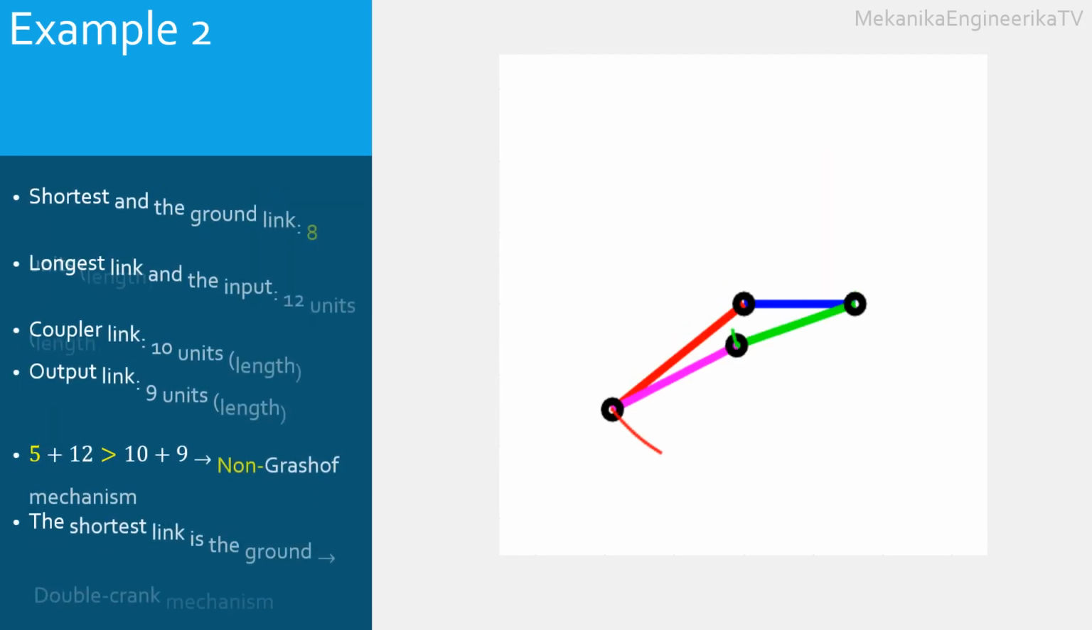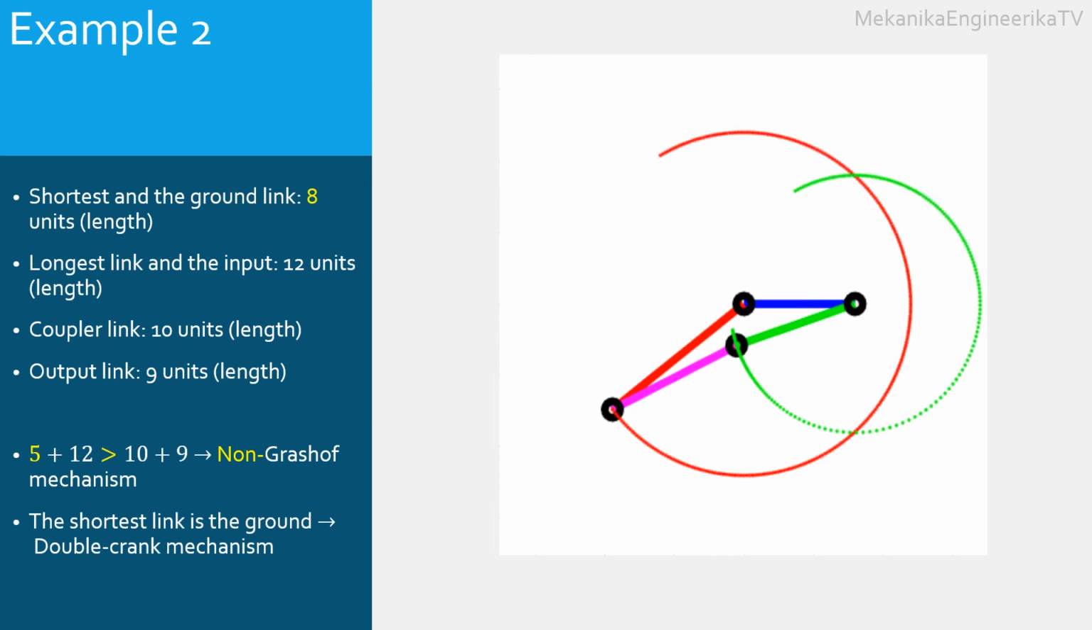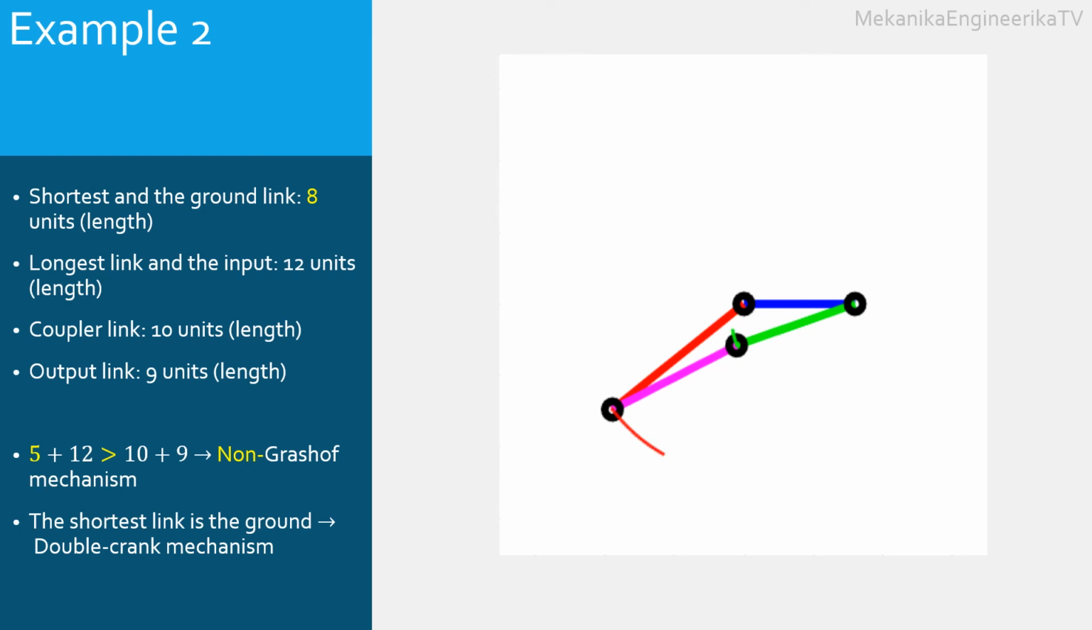The extremities of the input and output bar can only draw, each, an arc of a circle. They cannot complete a full circle. Some ranges of angles are banned to the links, because of the linkage's geometry.